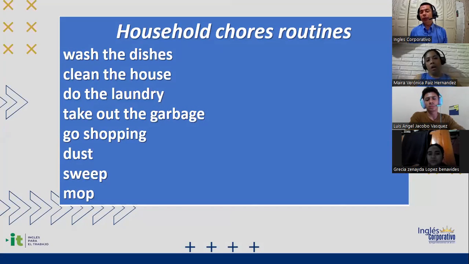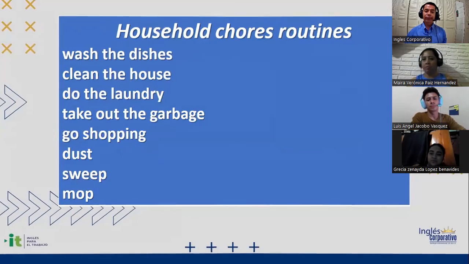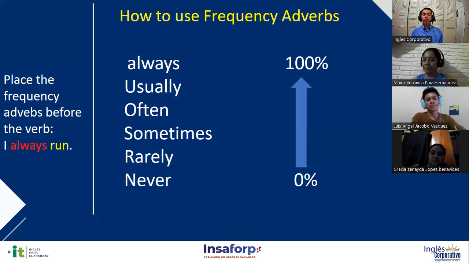And again, we're going to practice the frequency adverbs from yesterday, excuse me. Always, usually, often, sometimes, rarely, never. And you say, I always get up at 6 o'clock. I usually eat breakfast at 7 o'clock. I often listen to music. I sometimes clean the house. I rarely make dinner. I never listen to Bad Bunny. Okay? I never listen to Bad Bunny. So, frequency adverbs.